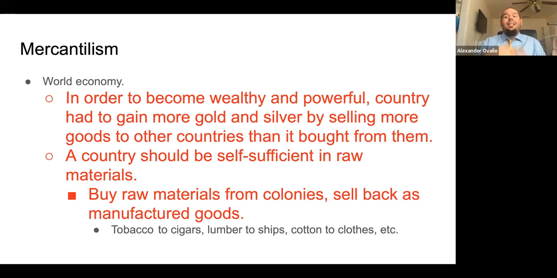And mercantilism was basically the world economy at the time. And in order to become more wealthy and powerful, the country had to gain more gold and silver by selling more goods to other countries than it bought from them. And the definition goes on to say a country should be more self-sufficient in raw materials than in manufactured items. So, you buy the raw materials from the colonies, you sell it back to the colonies as manufactured items, and you sell it for double the price, make a little more money on the side, if you know what I'm saying. So tobacco will be turned into cigars, lumber, trees obviously turned into ships, and cotton woven into clothes.